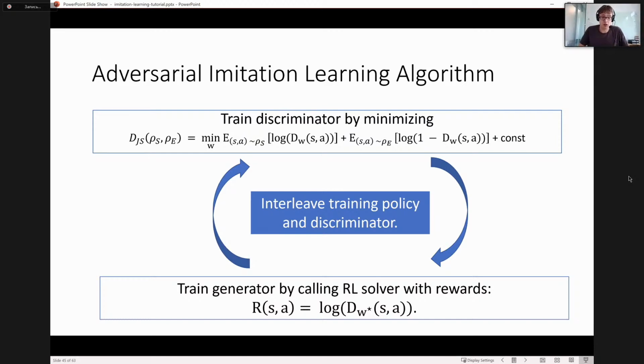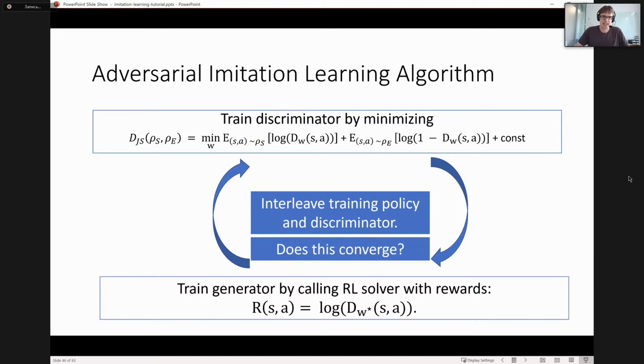Okay, so let's formulate the imitation learning algorithm. We're going to interleave these two steps. We're going to train the discriminator by minimizing this expression that we've just seen, and we're going to train the generator by calling the reinforcement learning solver with these rewards. We're going to keep iterating this for a long time. And then you might ask, will it converge to something? That turns out to be a really good question.